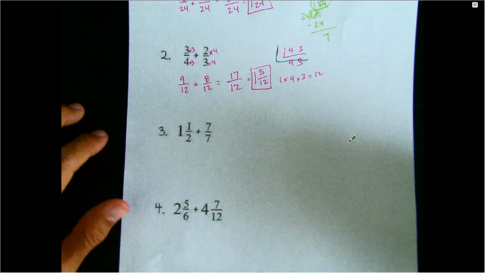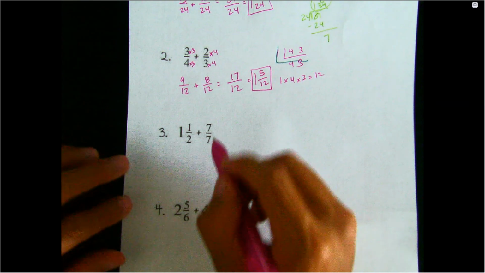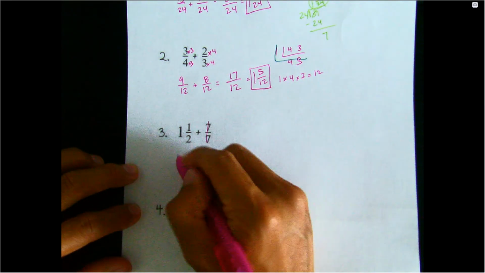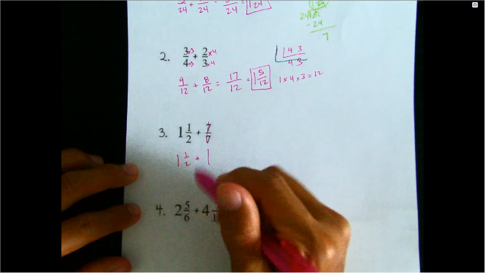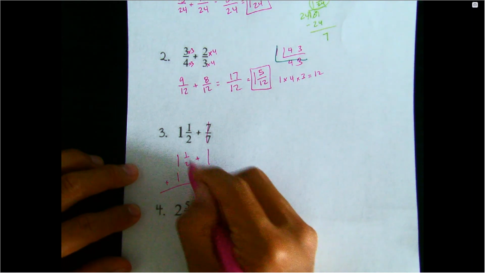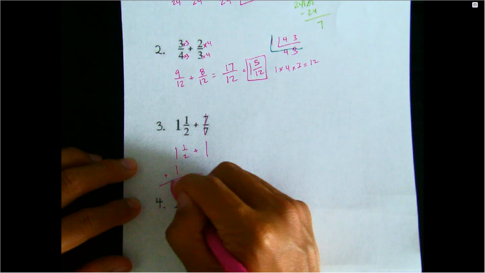Let's look at number 3. 1 and 1/2 plus 7 over 7. Ooh, this one's kind of nice. 7 over 7, you can just rewrite it as 1. So I'm going to rewrite this whole thing. 1 and 1/2 plus 1. If I'm adding a mixed number, I like to stack them on top of each other. 1 and 1/2, 1 plus 1 is 2. That's 2 and 1/2. That is our answer.